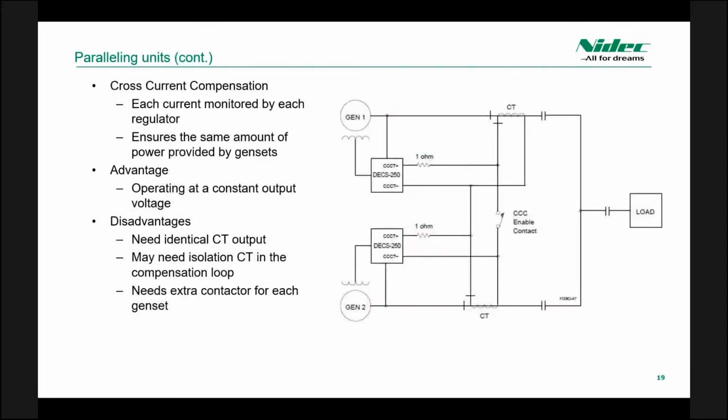The next paralleling method is cross-current compensation. Cross-current compensation uses interconnect current transformers so that each generator can be aware of the amount of current each of the generators is putting out, so that it can be sure it is sharing the load equally between generators. The main advantage is that the output set point will remain constant because the generator is able to calculate the power being output by each generator.